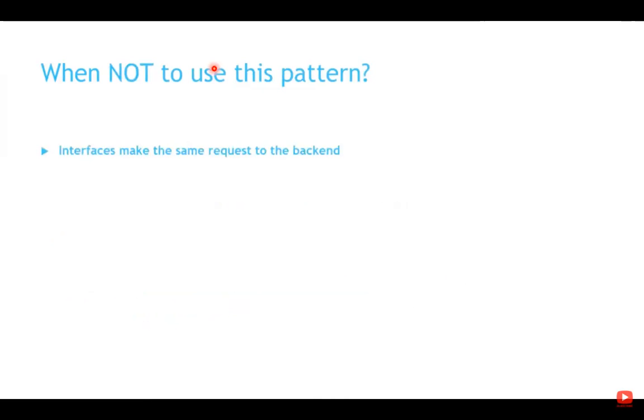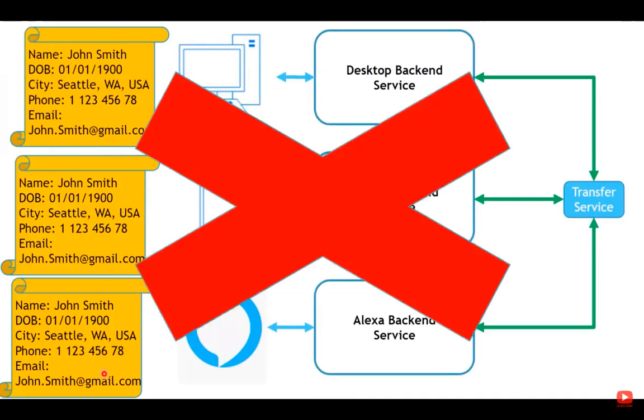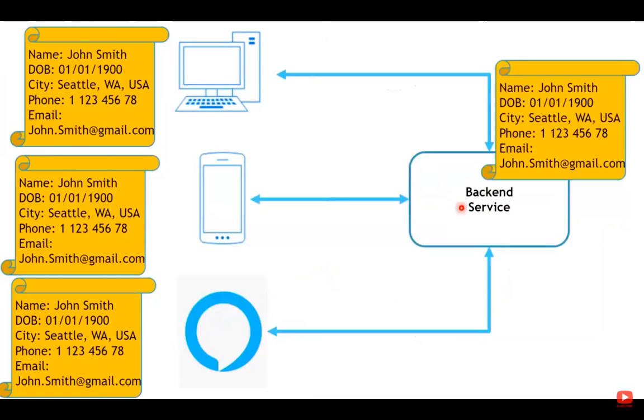If your interfaces are making the same request to the backend. Consider this scenario: if all of your front ends are required to display the full profile details, then it doesn't make any sense to implement this pattern and have a separate service for each front end. It will make more sense to implement a general backend service to be consumed from all front ends, as long as all of them are going to display the full profile details.